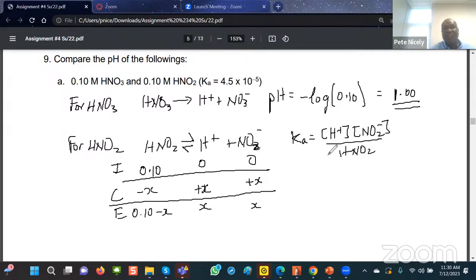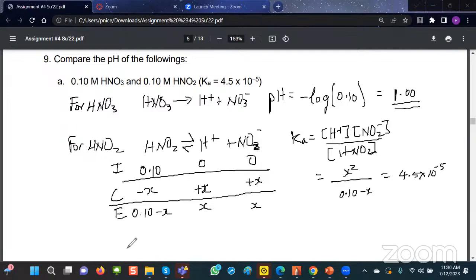And as you correctly said, you're going to get X squared over 0.10 minus X. And that would be equal to Ka, which is 4.5 times 10 to the minus 5. Okay, so what's the next step?